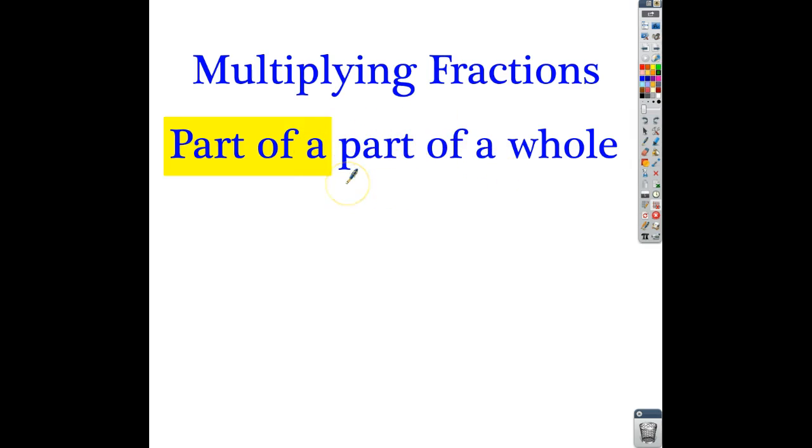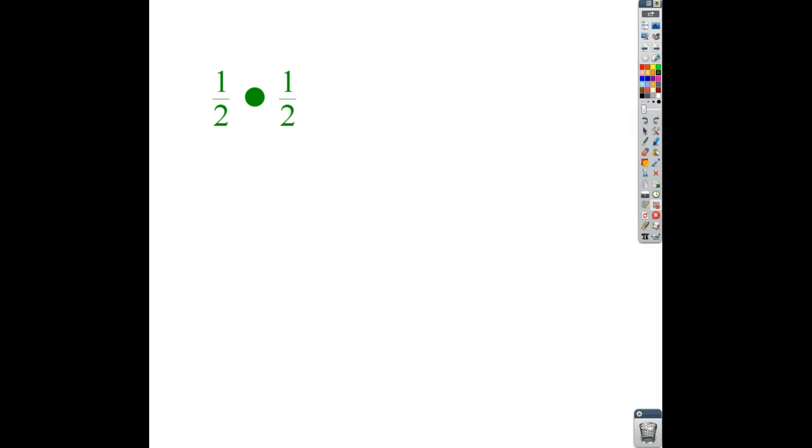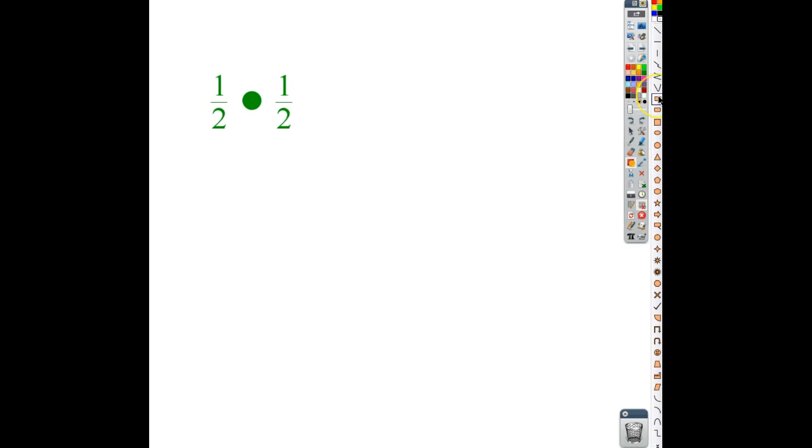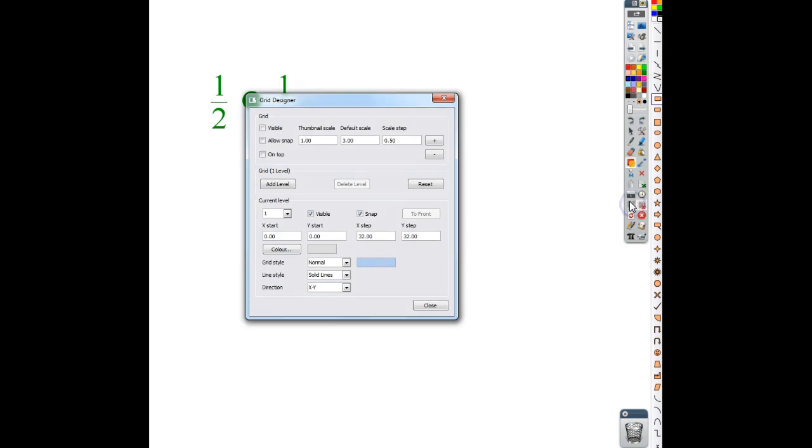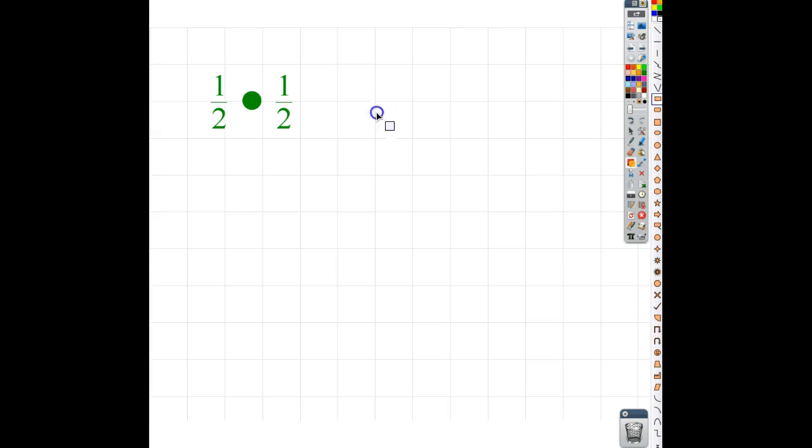So what I'm going to do is I'm going to start with a whole, okay? I'm going to take part of it. And then I'm going to take part of that. So let's take a look at what this looks like. Okay. So here's a basic one, right? 1/2 of 1/2. So the first thing I must do is I'm going to start with a whole. Okay. So let's start with a whole.